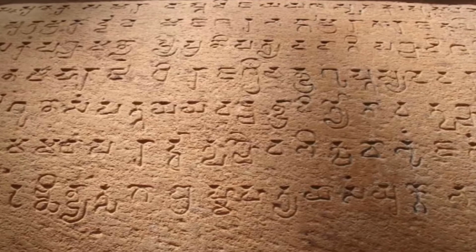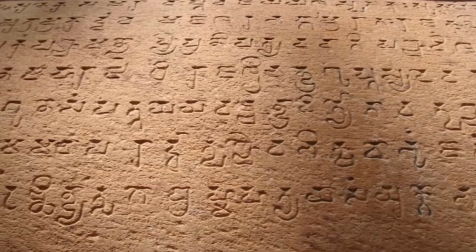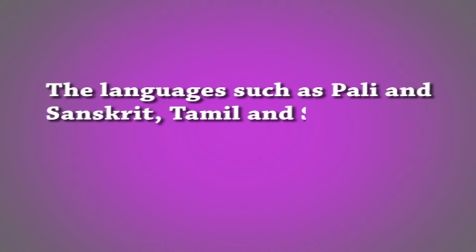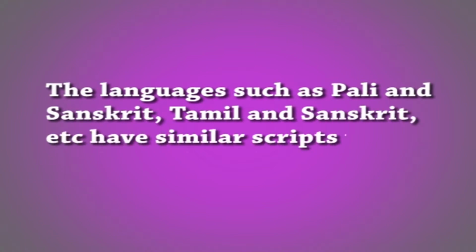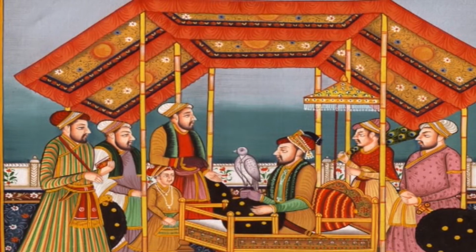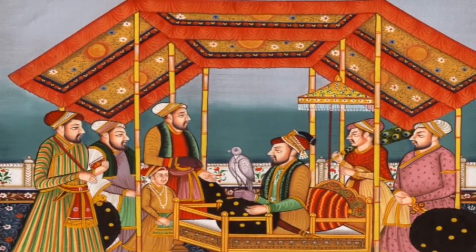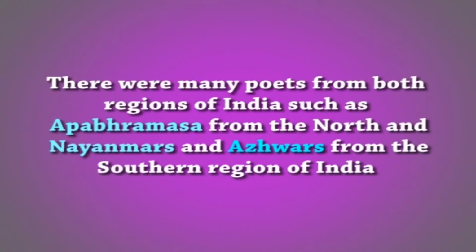The literary history of India has a very interesting mix of similar languages which have an easy switch-over ability. Languages such as Pali and Sanskrit, Tamil and Sanskrit etc. have similar scripts that can be easily understood. In the ancient Mughal period, many scholars had learnt Sanskrit and Arabic or Persian with ease. There were many poets from both regions of India such as Apabhramsa from the north and Nayanmars and Alvars from the southern region of India. The ancient writers have even used languages such as Magadhi, Sauraseni and Prakrit instead of Sanskrit also.